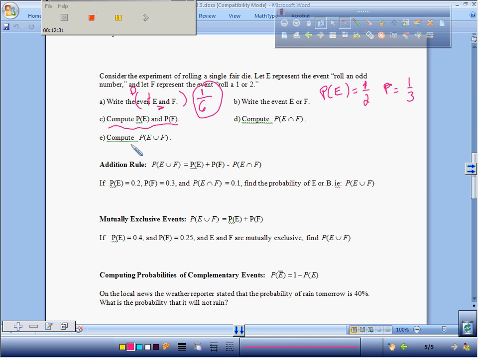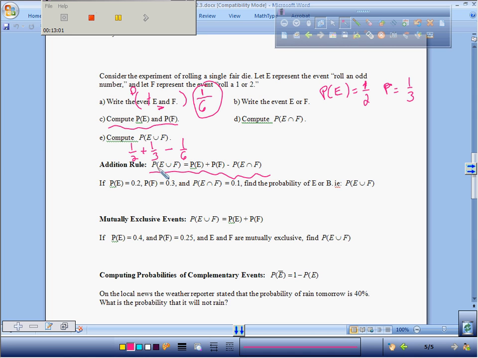You would add them. So that would be 1/2 plus 1/3. Wait, not quite. Because sometimes you have an overlap, right? 1/2 plus 1/3, and sometimes it's double. So you'd have to subtract 1/6. That's what this formula says right here.